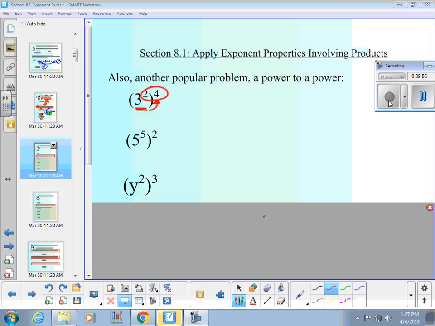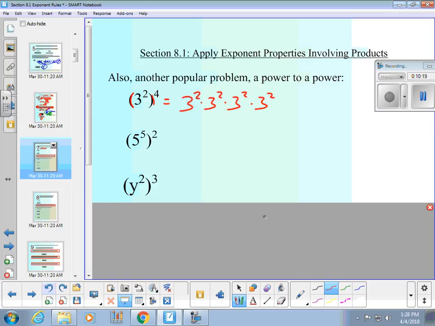I have 2 different exponents in this problem, 3 squared, and then that 3 squared is to the 4th. If you remember from yesterday what this looks like, what you have in the parentheses goes to the fourth power, so it's multiplied by itself 4 times. So that means 3 squared is multiplied by itself 4 different times. So 3 squared times 3 squared times 3 squared times 3 squared.